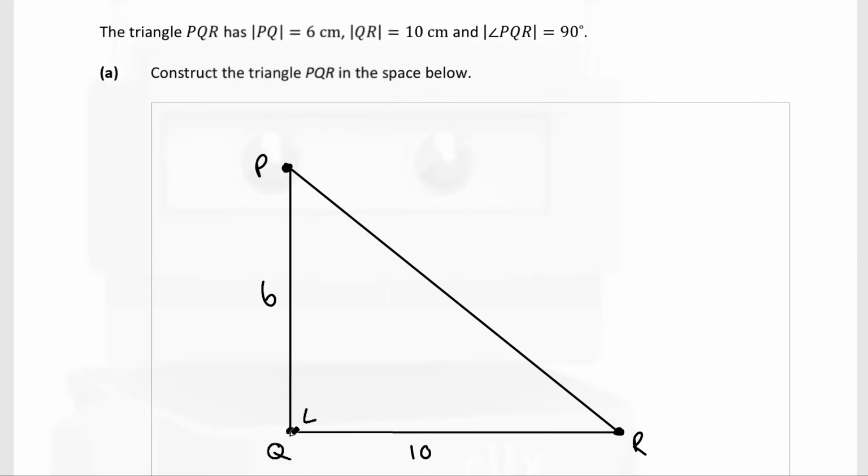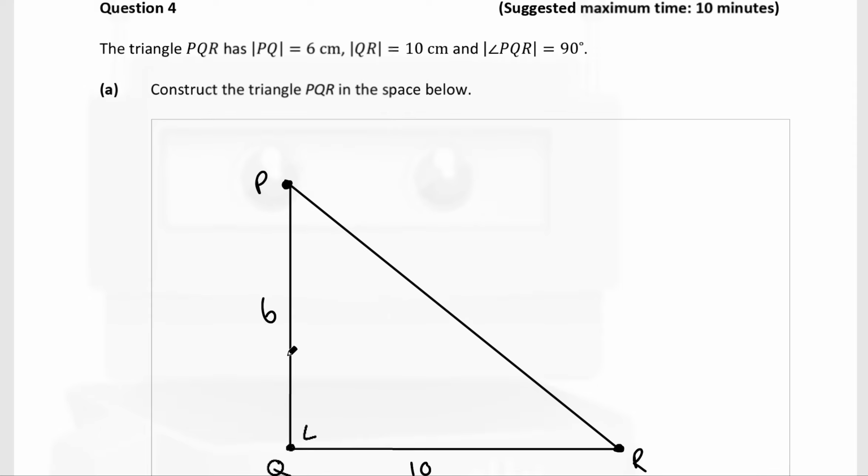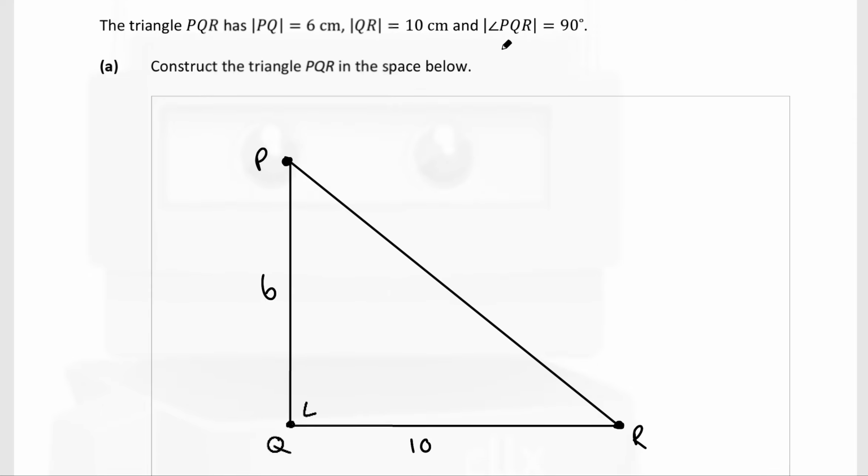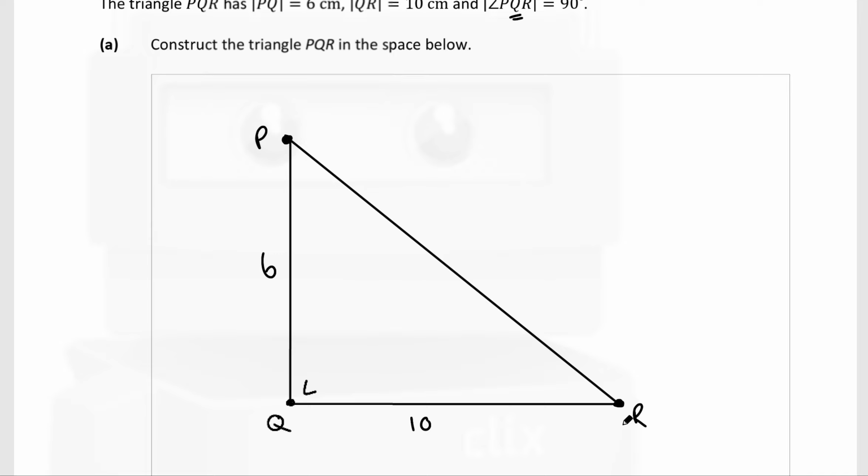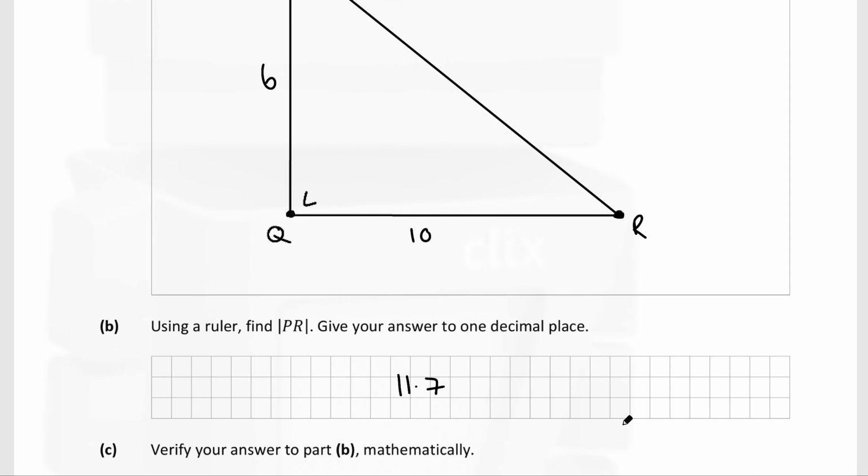One thing I spotted was that we were getting the labels wrong, and it stemmed from the fact that people didn't look at where the angle was, and the angle was at Q. So Q had to go there. That had to be 90, and then the other two had to be connected to Q. So make sure you draw your diagrams and you pay attention to the labels.